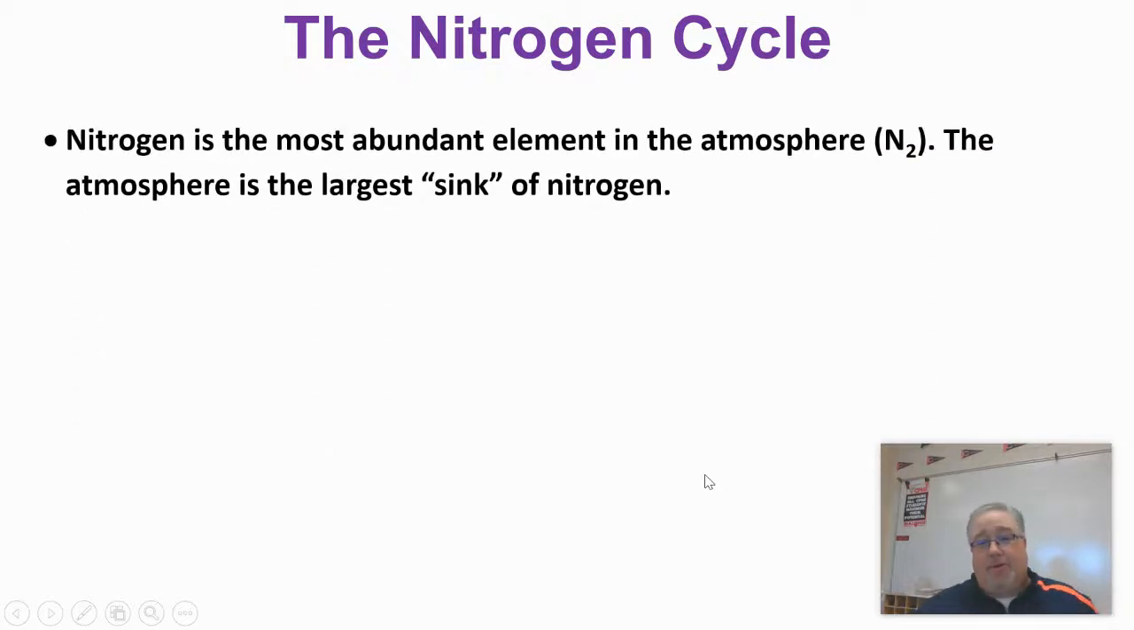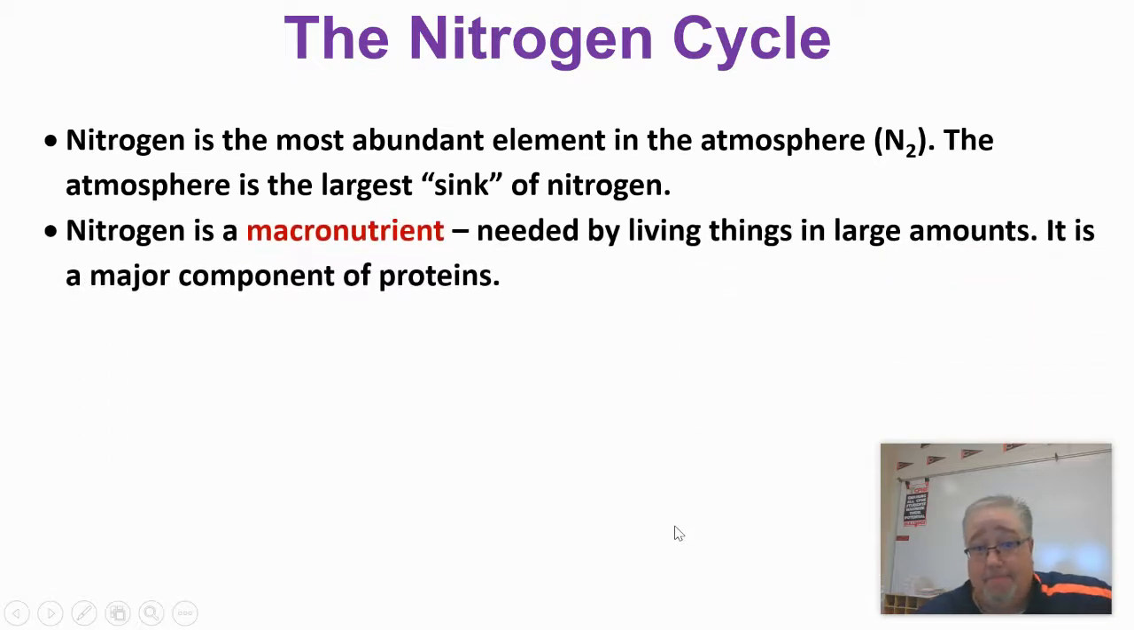Now, nitrogen, like all these other things we've talked about, water and carbon, is a pretty important abiotic thing. It's found in our atmosphere in great abundance. I want to say like 78% of our atmosphere is nitrogen. So the atmosphere, up in the air, is the biggest sink that we have for nitrogen. There's just a ton of it up in the air.